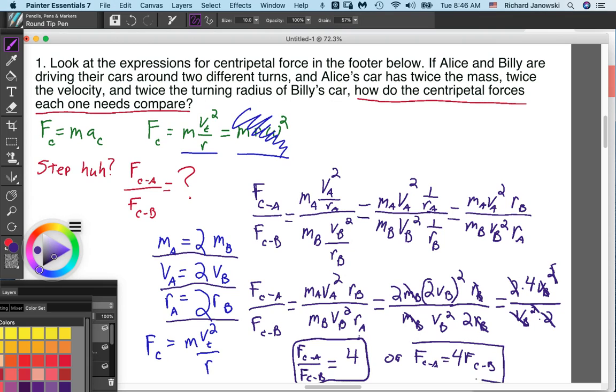So if you're looking at this first way of doing it, what you're saying is the ratio of Alice's centripetal force to Billy's centripetal force is 4. So that's true, and that's one way of thinking of it. An equivalent way of thinking of it that some people will find easier to think of is to say that the centripetal force that Alice needs is 4 times the centripetal force that Billy needs.